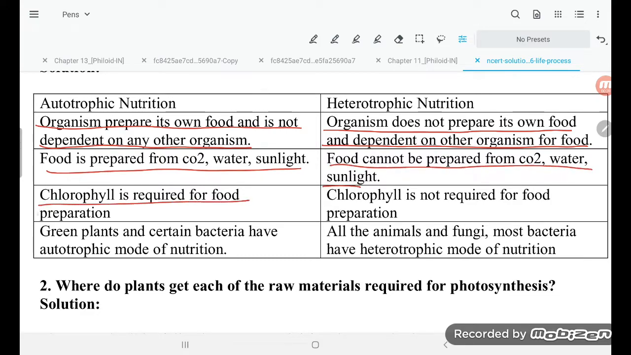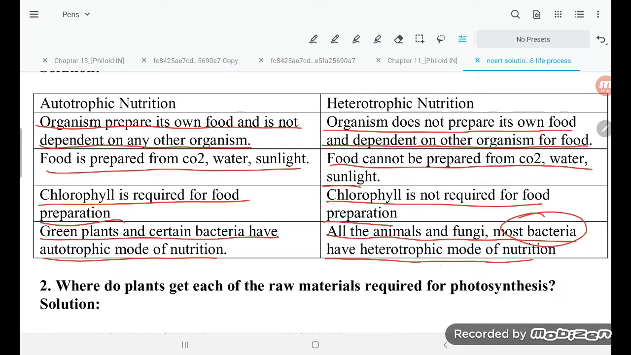Chlorophyll is required for the food preparation in autotrophs. Chlorophyll is not required in heterotrophs. Green plants and certain bacteria are autotrophic. All animals and fungi, and most bacteria, have the heterotrophic mode. Bacteria are also heterotrophic, and fungi also sit on others. So these are the heterotrophic.